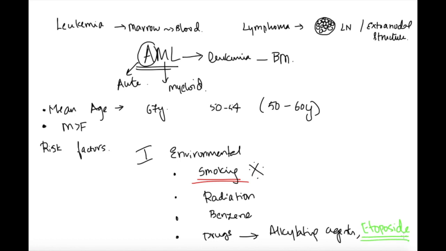So these are the important environmental risk factors. So what is not to be forgotten here? It is smoking, radiation, benzene, drugs like alkylating agents, and etoposide.